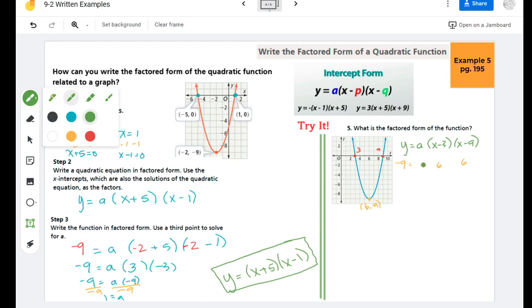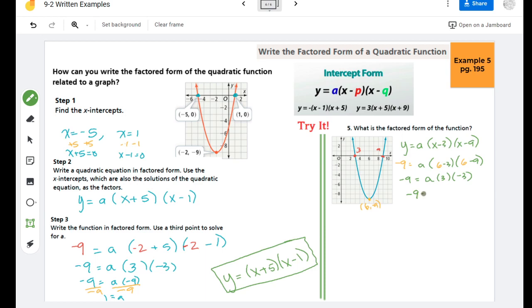All right, so I get -9 equals a times 6 minus 3, 6 minus 9. So 6 minus 3 is 3. 6 minus 9 is negative 3. So we're getting kind of the same thing as we got on the last one, right? Now here, the a is being multiplied to the negative 9, so I'm dividing by negative 9 on each side. And so again, my a value is 1.